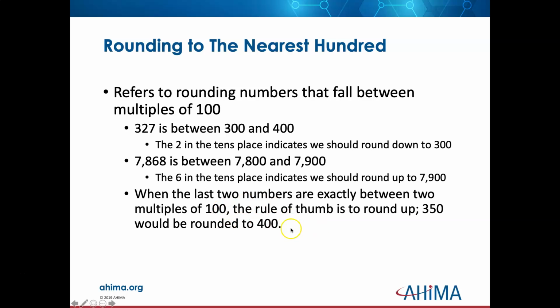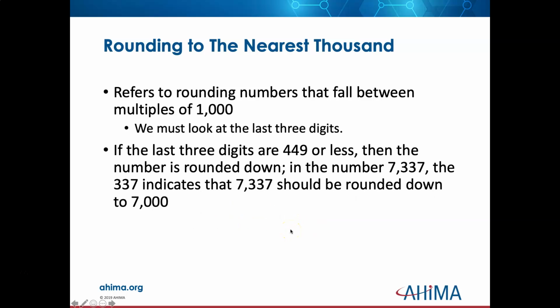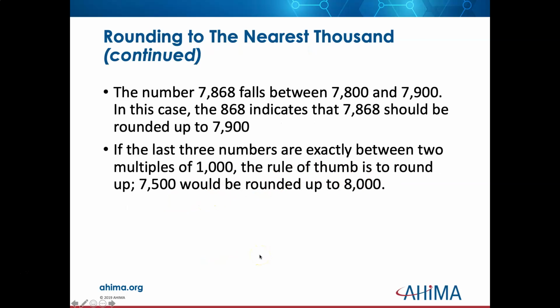So that's what it talks about here. And then this looks at the thousands. Again, you have 3. So 7337 would be rounded down to 7,000, but 7537 would be rounded up to 8,000. And they give you some more examples here.